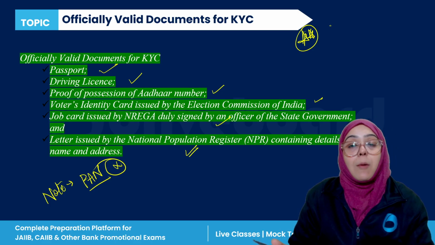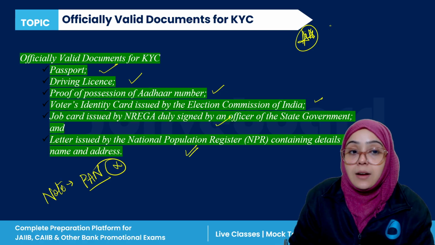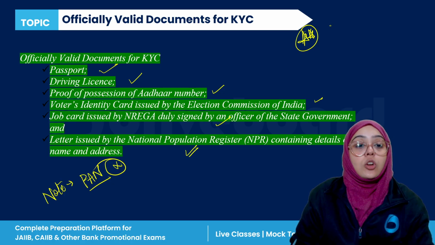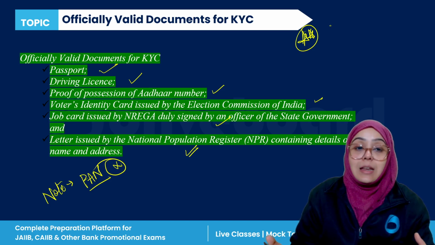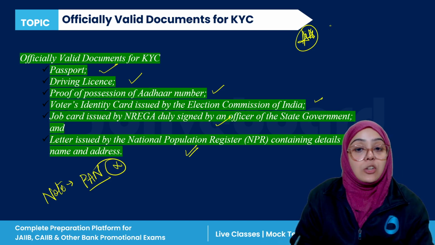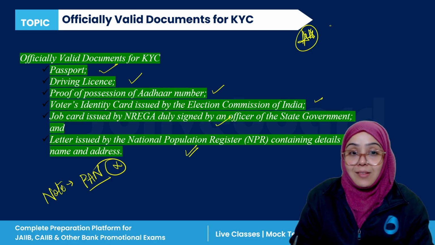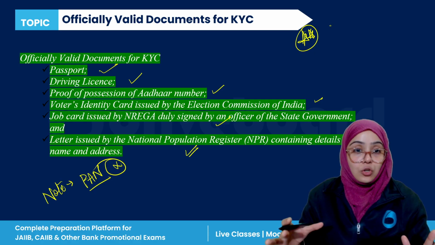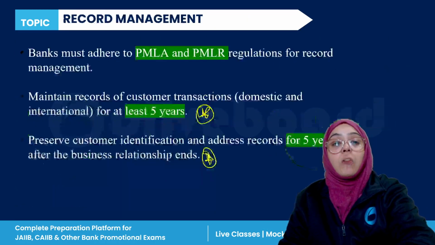So for KYC purpose, we have passport, driving license, proof of possession of Aadhaar number, voter identity card issued by Election Commission of India, job card issued by NREGA, and the letter issued by the National Population Register, which contains the name and address. Clear? So these are considered the officially valid documents. Everything is clear. So these are very important topics for you all.